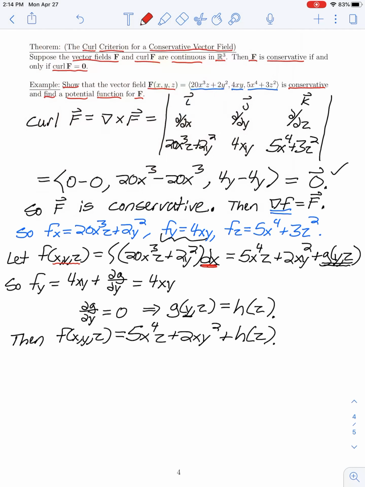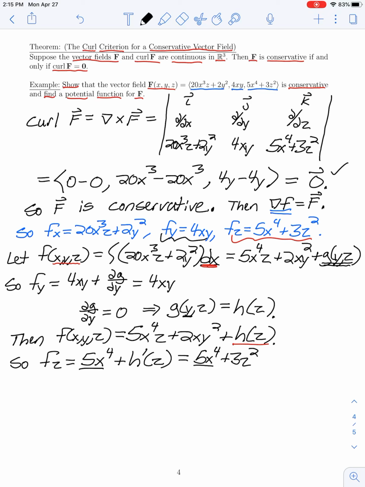Now, in order to find what this h function is, we can use what we know about the partial derivative of f with respect to z. So let's look at the partial derivative of this thing. Here, the partial of f with respect to z would be given by 5x to the 4th plus h prime of z. And we know that must equal the last component of our vector field, which was 5x to the 4th plus 3z squared.